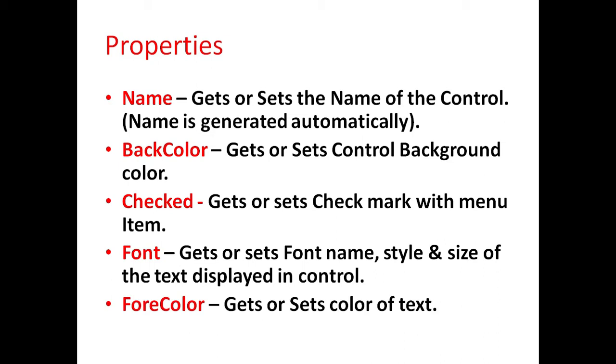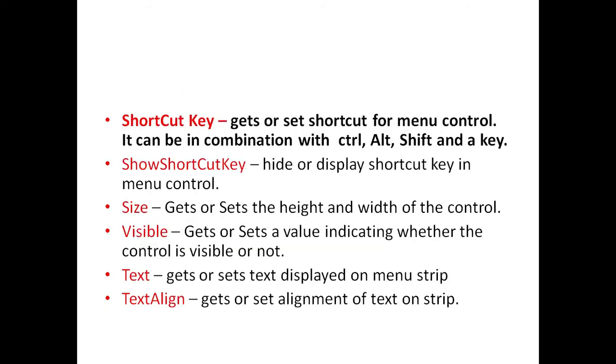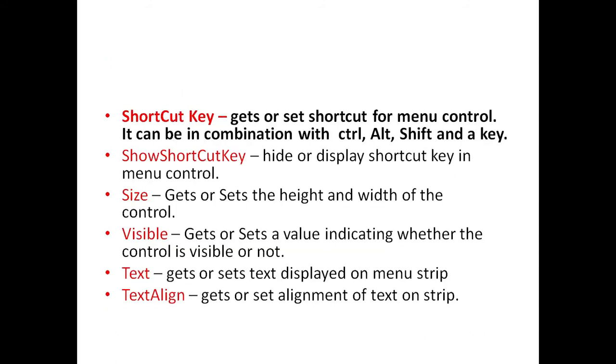Forecolor property is used to get or set color of text. Shortcut key property is used to get or set shortcut for menu control. It can be in combination with Control, Alt and Shift and a key. Key may be a character, alphabet or a function key. Show shortcut key property is used to hide or display shortcut key in the menu control.